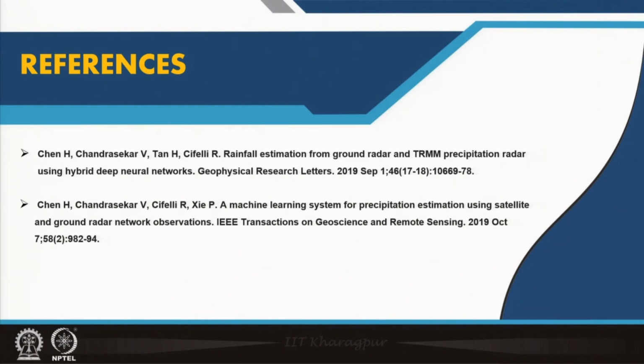In the next lecture, we will discuss some other applications of remote sensing in which machine learning and especially deep learning can be useful. So till then, bye.